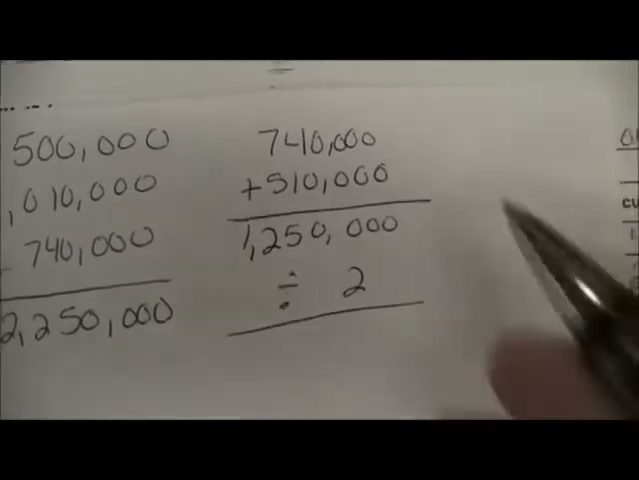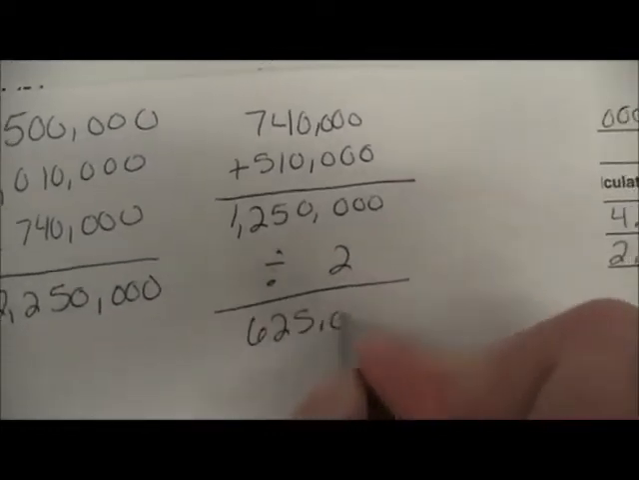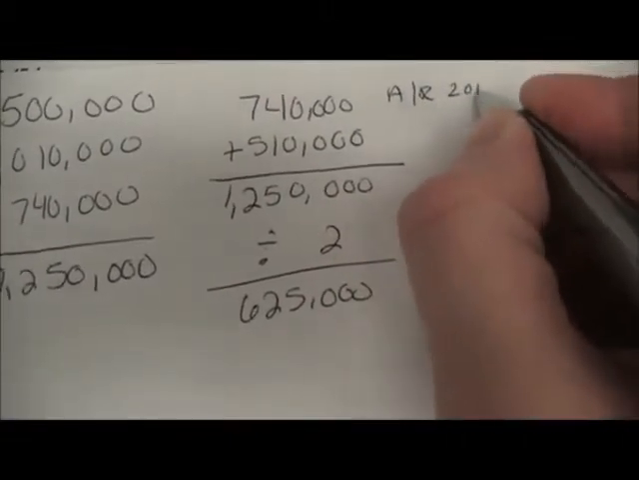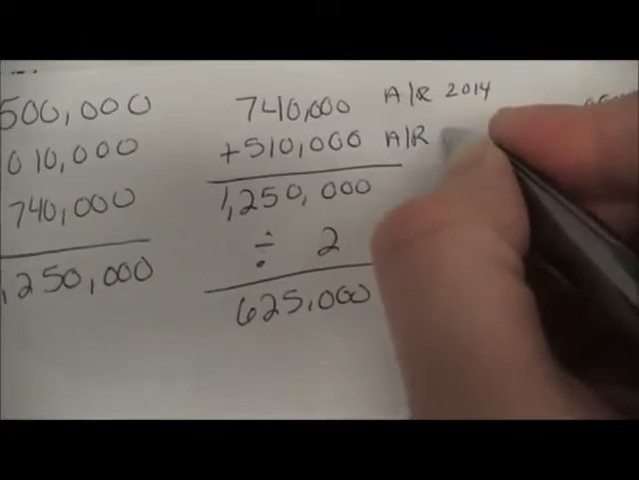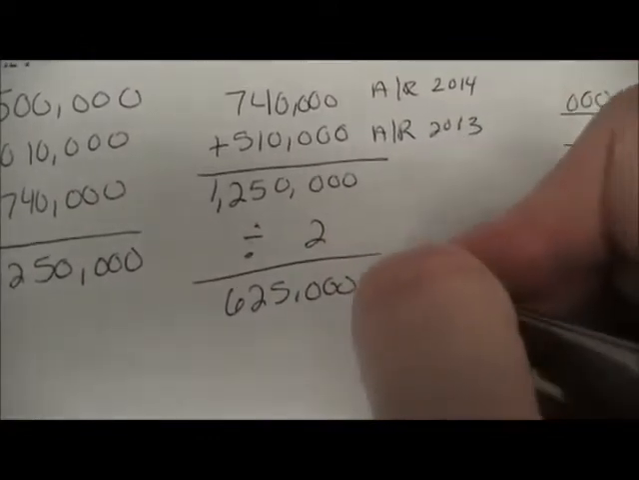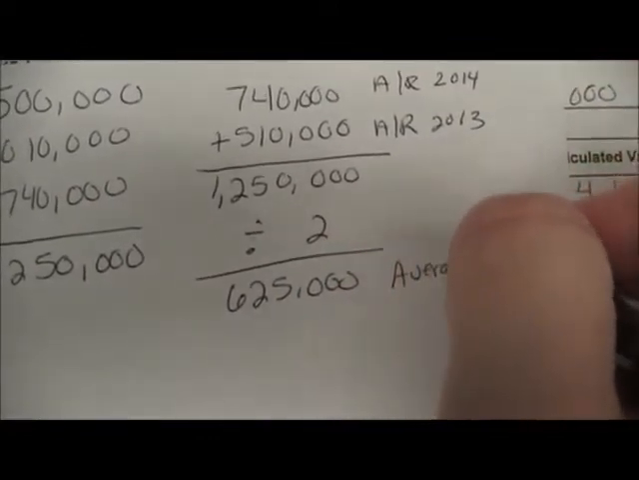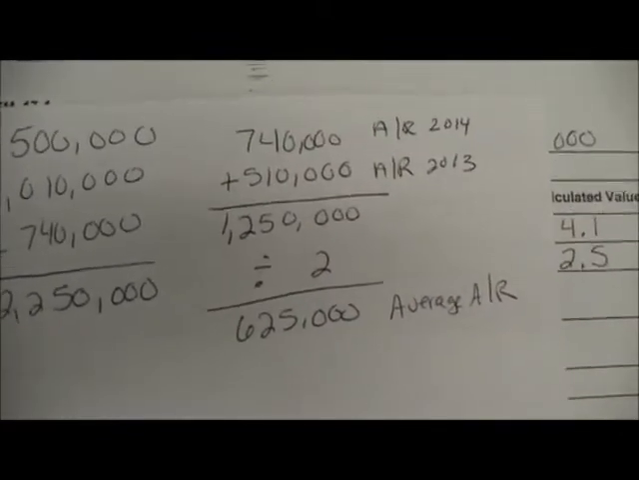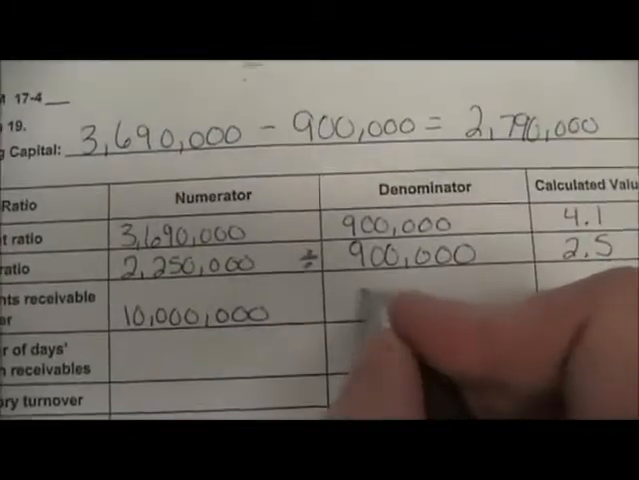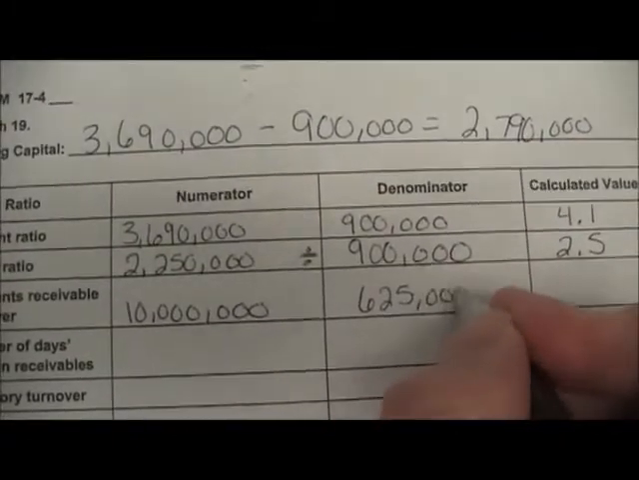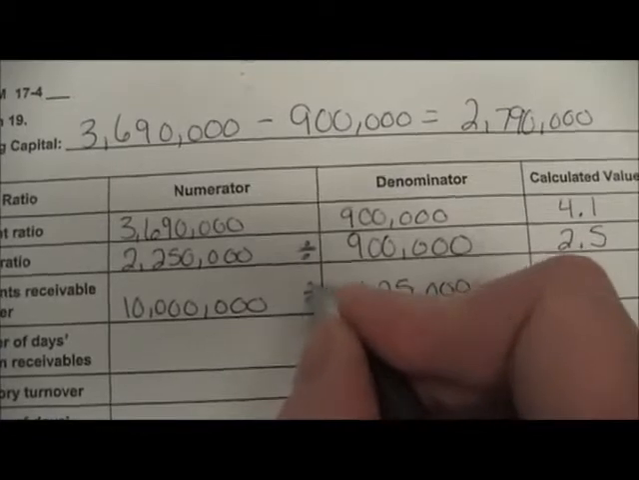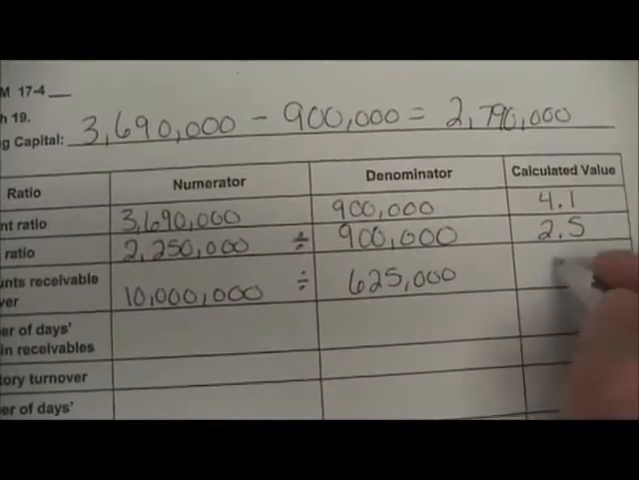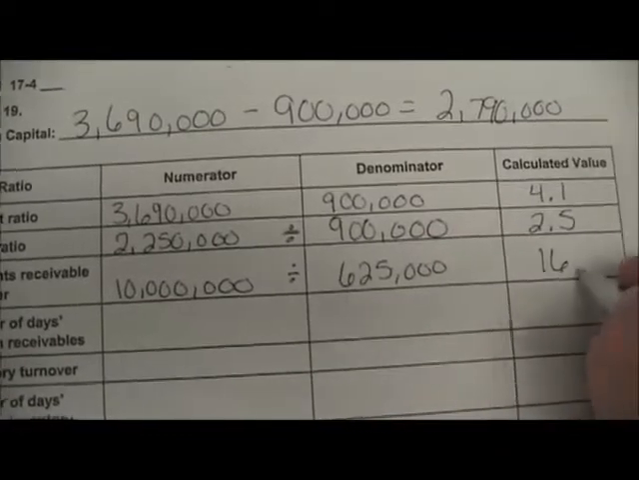And we get 625,000. Again, this is our AR in 2014. This is our AR in 2013. And this gives us our average accounts receivable. So that 625,000 becomes our denominator. Again, we're going to divide these numbers. And when we do that, we get accounts receivable turnover of 16.0.